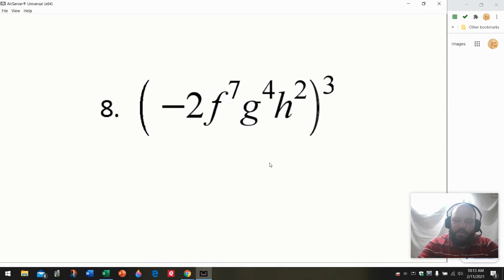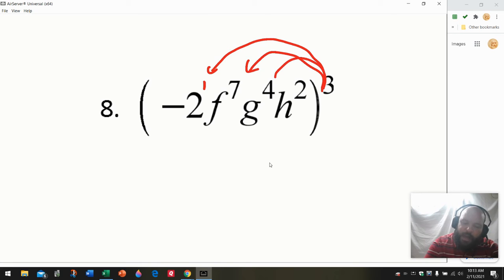The next one we're going to do is very similar to the last one. You can see I have this expression inside the set of parentheses. Once again, there is a base number. It's -2, so I am going to make that -2 to the first power. And then this 3 is going to go ahead and multiply all three things. I actually would encourage you to draw your arrows like that so you remember to multiply every single exponent inside by that 3. So it's going to be -2 to the third.